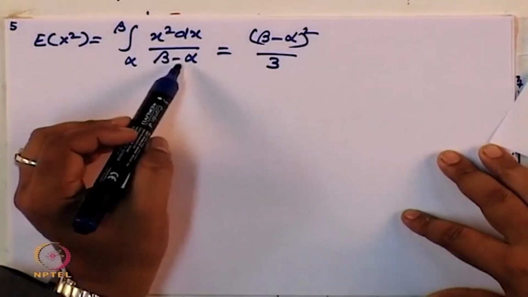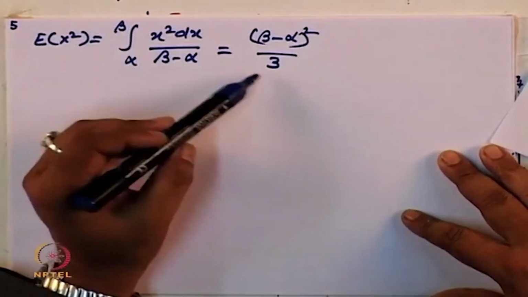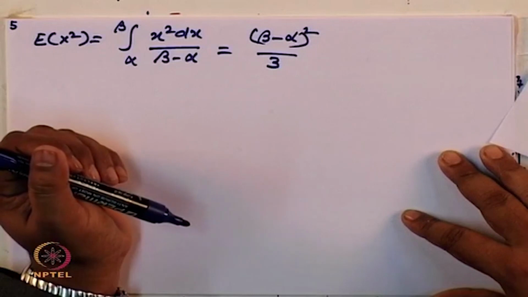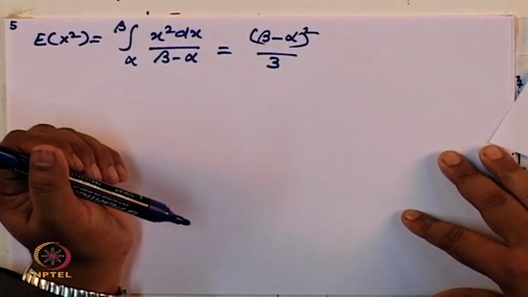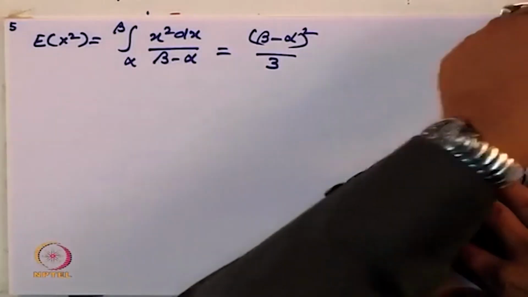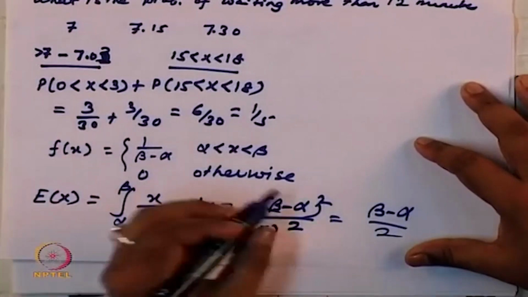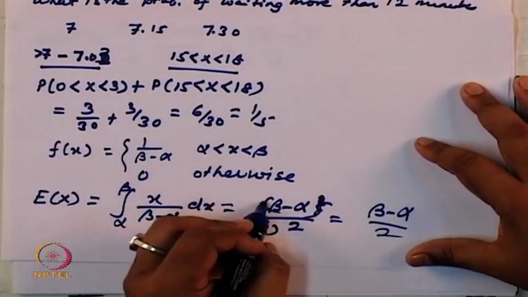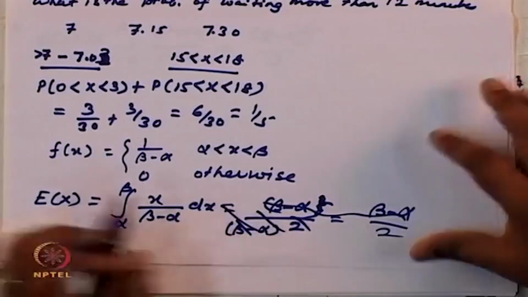So, x cubed by 3, and x cubed is this. So, you will get a value of, sorry, I think I have made a mistake. Wait, let me redo this.